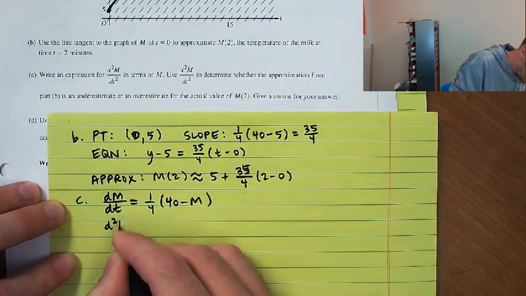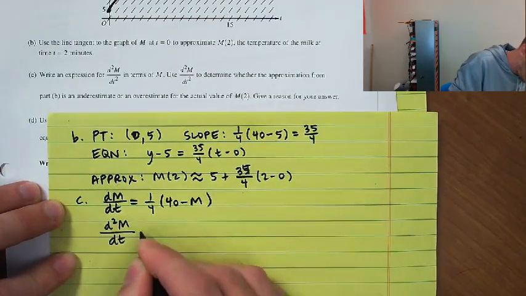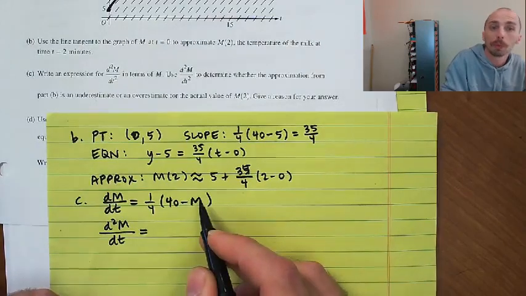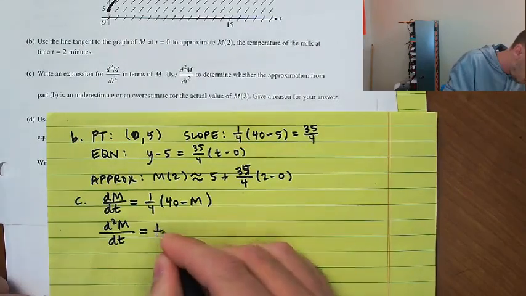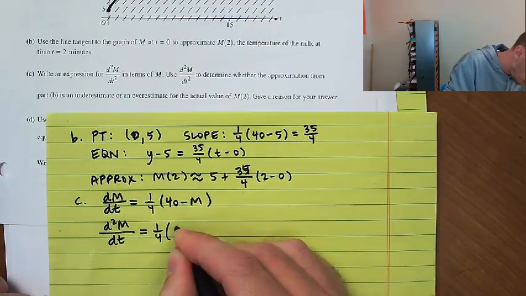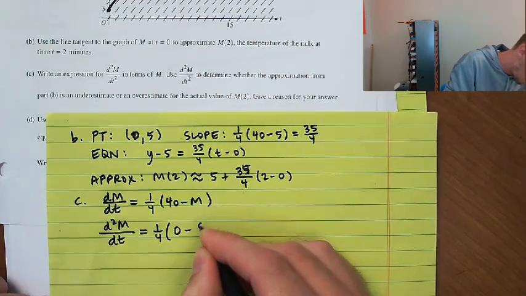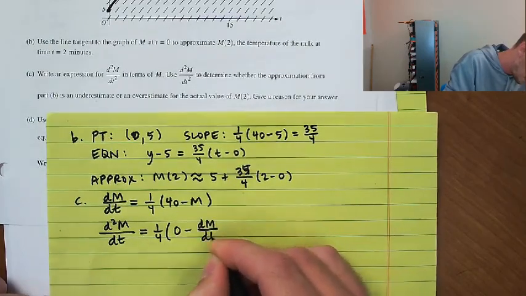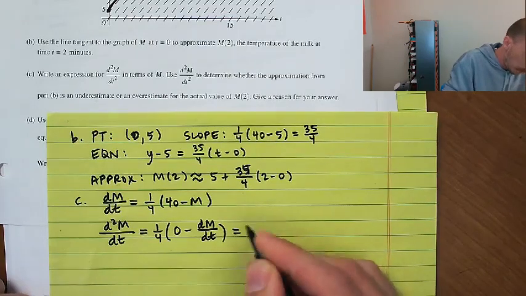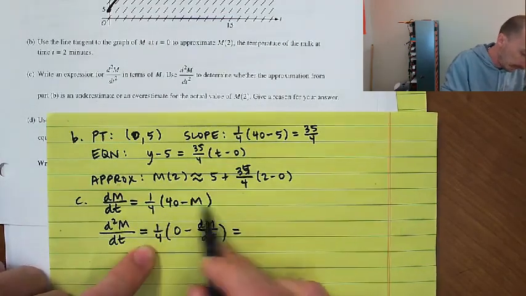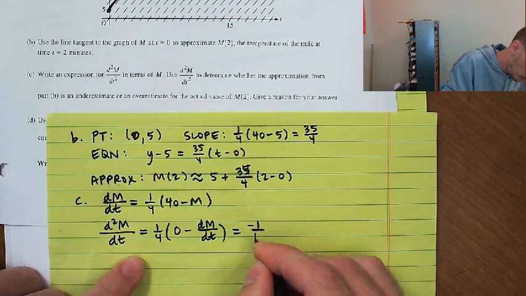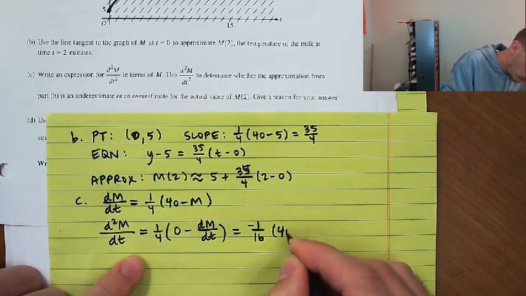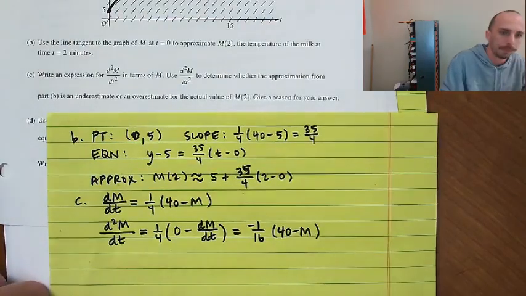So the second derivative of m with respect to t is going to be the derivative of this with respect to t. It's going to be 1/4 of 0 minus the derivative of m with respect to t, so that's dm/dt. And so that's going to be 1/4 of negative this, so that would be negative 1/16 of 40 minus m.